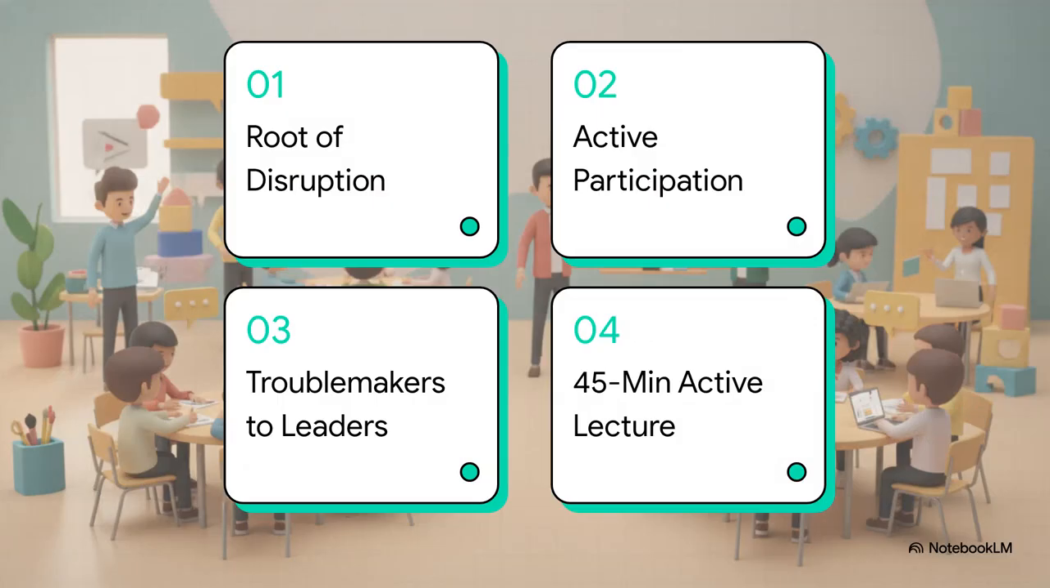So here's our roadmap for today. We'll start with number 1, the root of disruption, followed by 2, rules and active participation. Then 3, turning troublemakers into leaders, and finally 4, the 45-minute active lecture. Stick with me here, because you are going to walk away with a highly concrete, copy-paste lesson plan formula that you can literally use tomorrow morning.